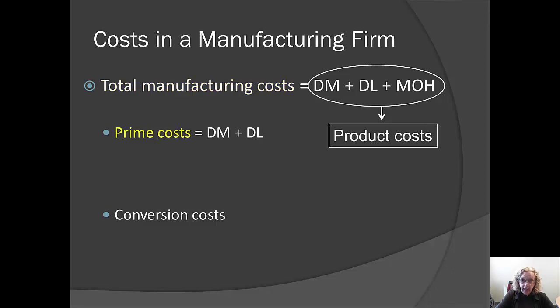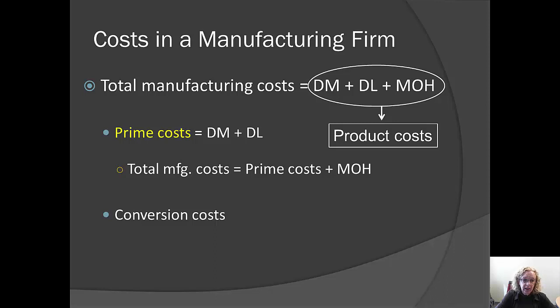One way is prime costs, which includes direct materials and direct labor only. Therefore, we can say that our total manufacturing costs are our prime costs plus our overhead. And this is convenient sometimes because, generally speaking, materials and labor increase proportionately with the number of units that we make, whereas overhead usually doesn't.